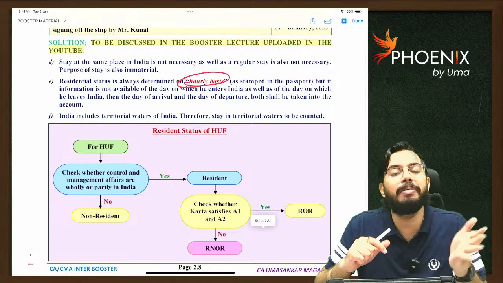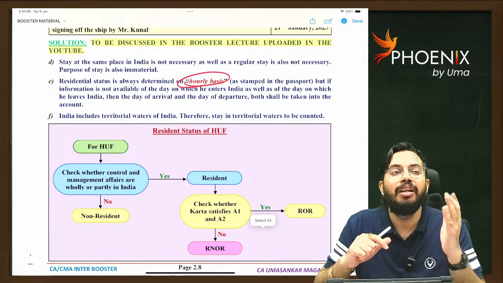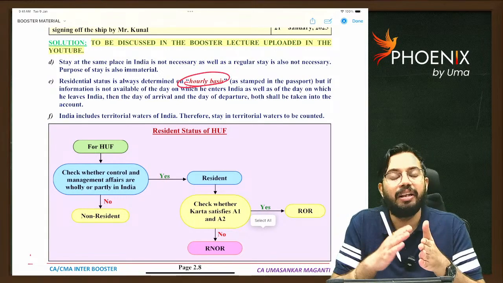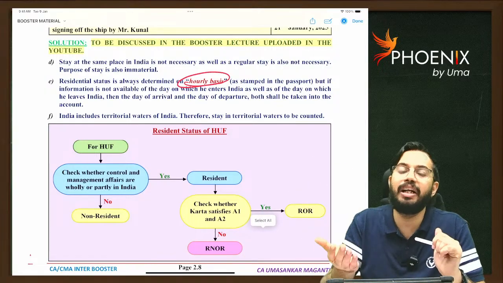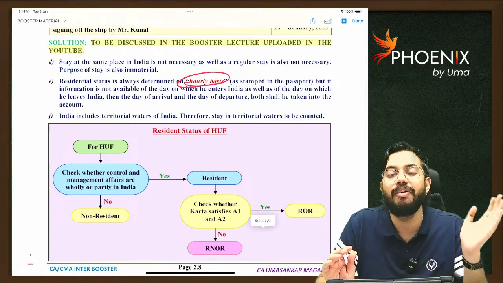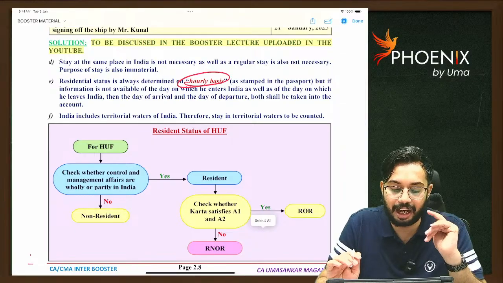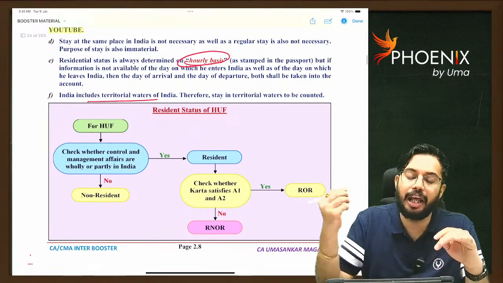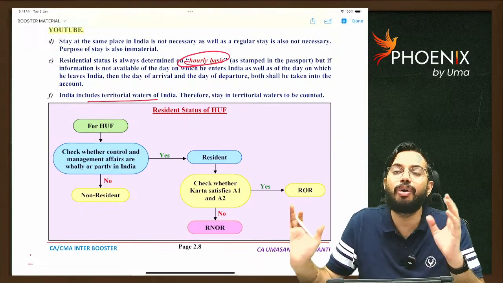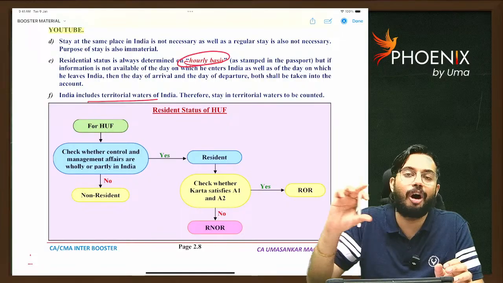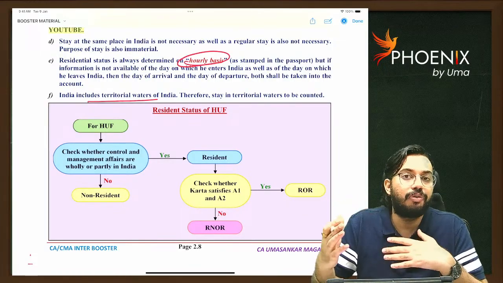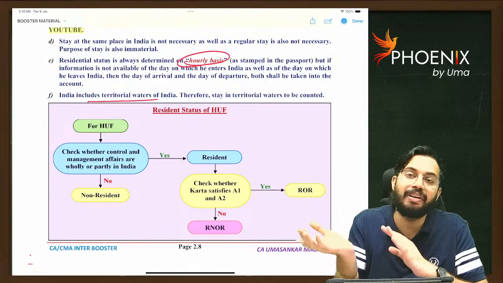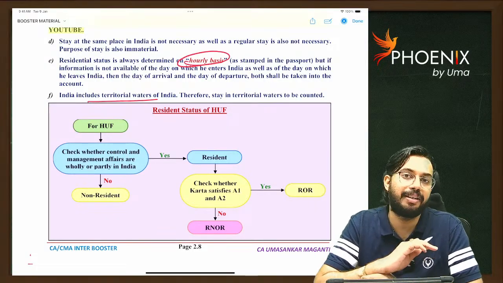If hourly information is not available, then the date on which he entered India, that day will be considered in calculation. The day on which he left India, that day will also be included in calculation of number of days of stay in India. Next, India includes territorial waters. So not only land mass, whatever the water bed is there up to 12 nautical miles, territorial waters, even that is also considered as part and parcel of India.